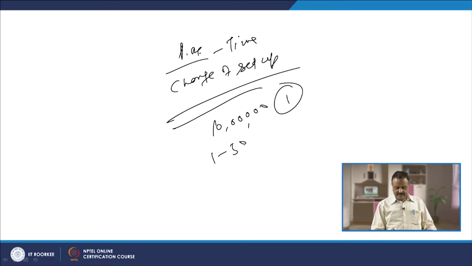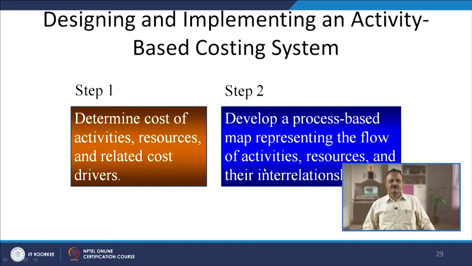1 to 50. And how many drivers? Normally the transaction and duration. So these are the two major drivers which we have to identify. The third one is required, but not in all the products, right. So this is the first step.